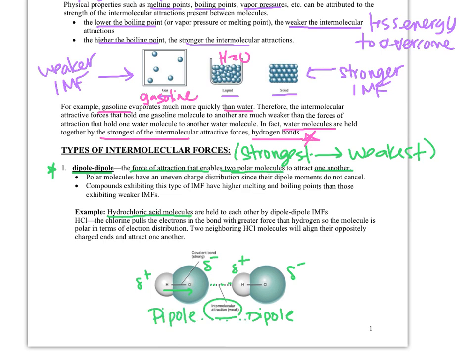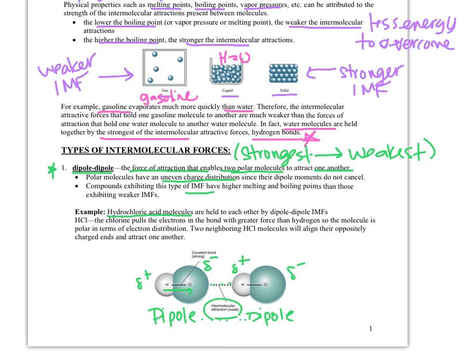So polar molecules are going to have that uneven charge distribution, and their dipole moments are not canceling. So that's the key of why we have to understand that they're polar. And we spent some time on that. Compounds that exhibit this type of IMF are going to have higher melting and boiling points than those that exhibit the weaker IMFs.